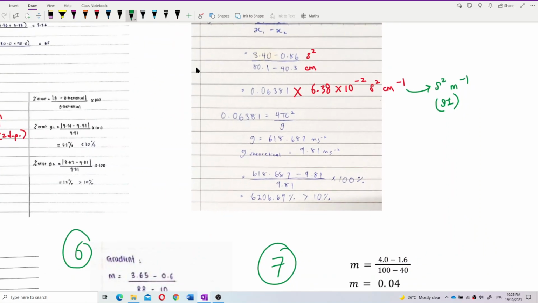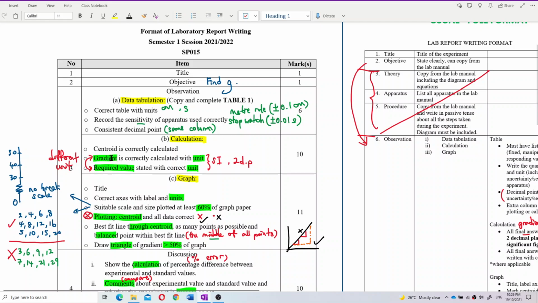See? Your G value also. My gosh. It also must have 2 decimal place only. Is the unit correct? Is it SI unit? Do you consider this centimeter? Do you change to SI unit? Yeah, must be 2 decimal place. Both of them, gradient and required value, must be 2 decimal place, SI unit.